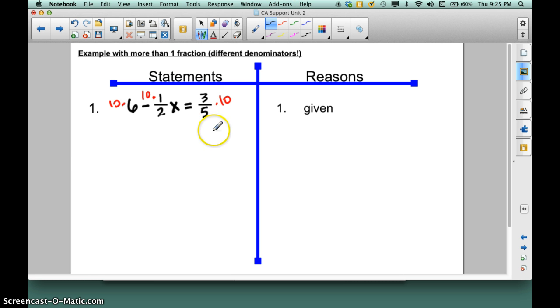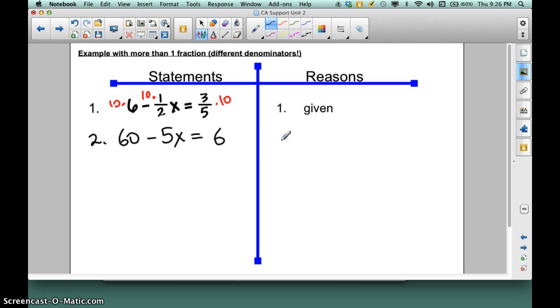But remember, your calculator will do the work for you. So it looks funny, but you can then go to your calculator and do this multiplication with the fractions. So 10 times 6 is 60. And now you go into your calculator and you do 10 times negative 1/2, and you're going to get negative 5x. And now you're going to do 3/5 times 10, and you're going to get 6.